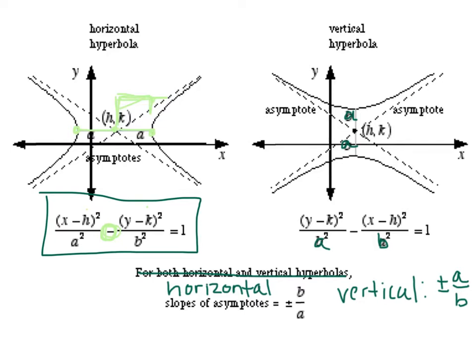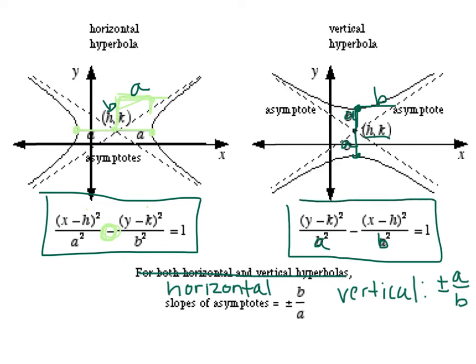All right, and then our vertical hyperbola, it's the same thing. A is your distance to your vertex. HK is your center. And then your asymptote on the vertical, you're going to rise A and you'll run B. So that's BA. It just depends on whether it's a vertical or a horizontal. So your equation is y minus k squared over a squared minus x minus h squared over b squared equals 1.